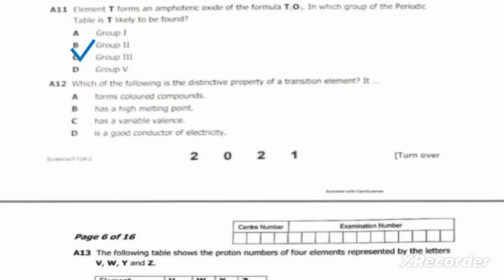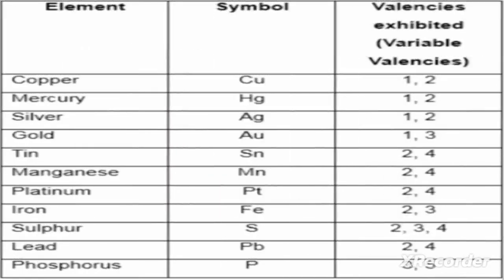We shift to the next question, which is question A12. The question reads, which of the following is the distinctive property of a transition element? A, it forms a colored compound. B, it has a high melting point. C, it has a variable valence. D, it is a good conductor of electricity.